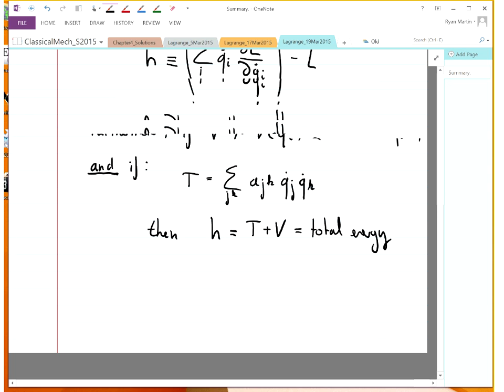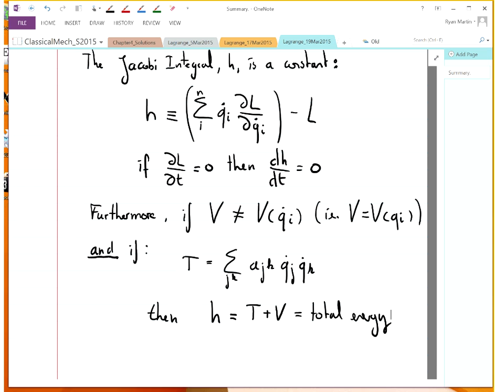So essentially, if the Lagrangian doesn't depend on time, this quantity H is conserved. Furthermore, if the potential doesn't depend on the velocities and the kinetic energy is quadratic in the velocities, then H is actually the total energy. And so this is a generalized version of conservation of energy. So we may find that there's a conserved quantity H that's not total energy because the last two conditions aren't satisfied. So it's more general than just conservation of energy.